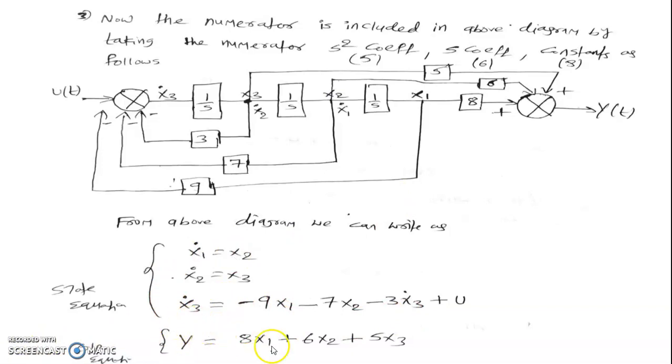Now how to write the output equation? The output y of t is nothing but the output of this adder. Now what are the inputs to this adder? See, this is 8, and the input of this 8 is x1. So x1 into 8 is one input here. Next, this one is 6 into x2. So next one is 5 into x3. These three are the inputs. So y of t is equal to x1 into 8 plus x2 into 6 plus x3 into 5.